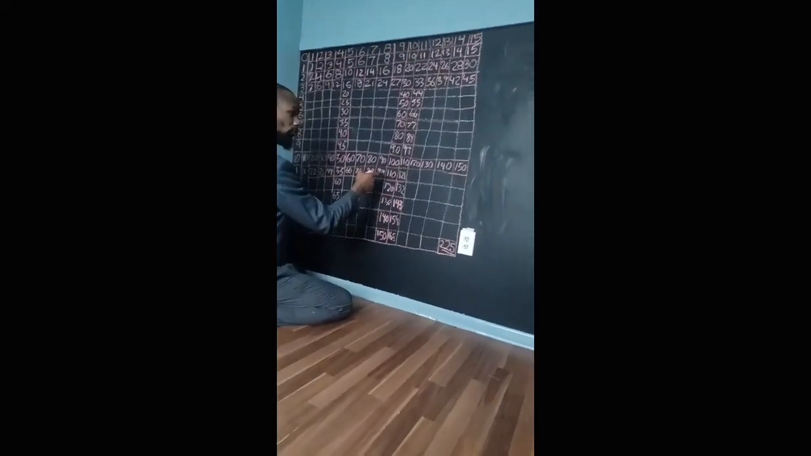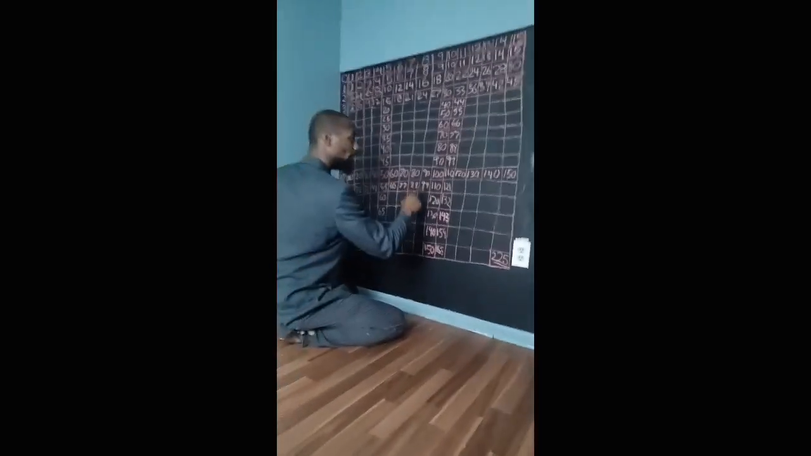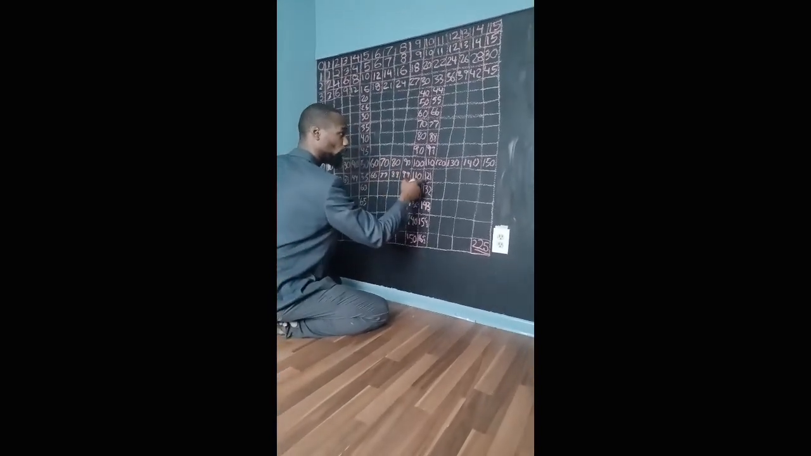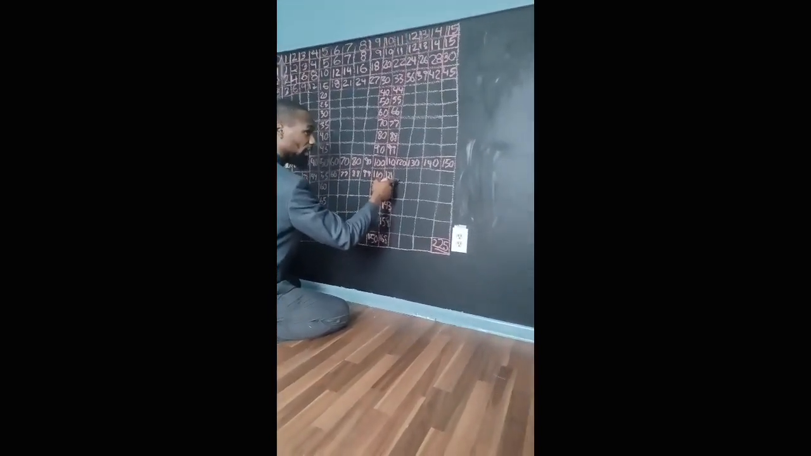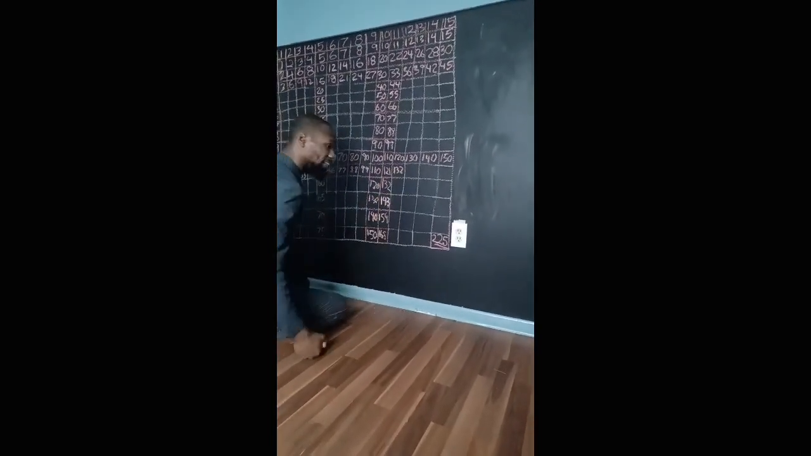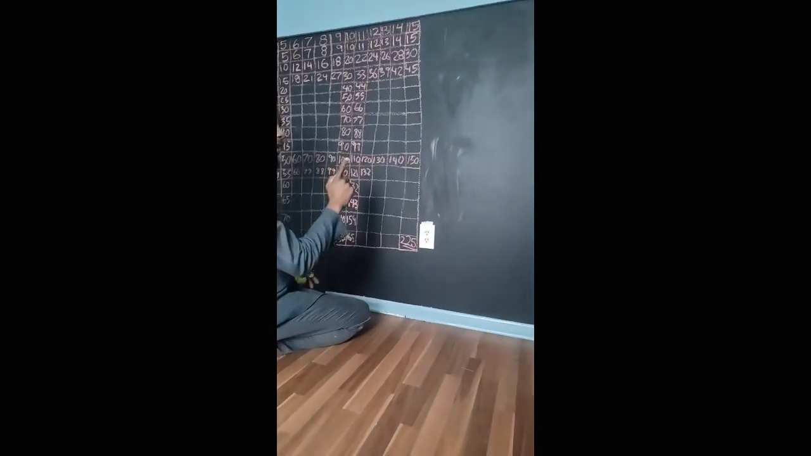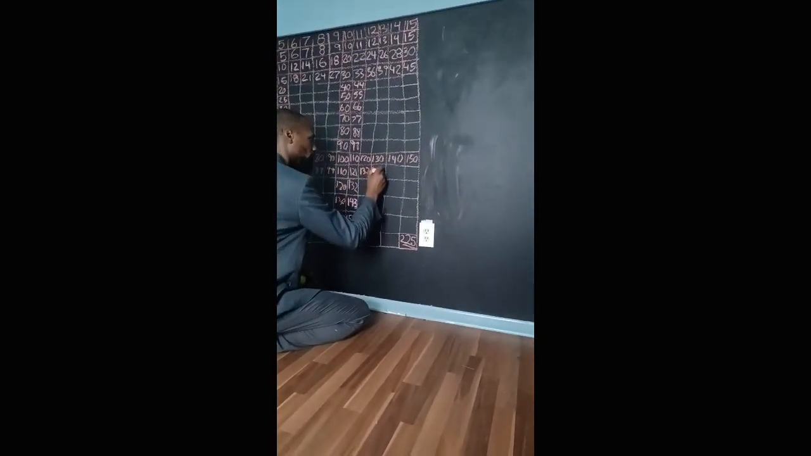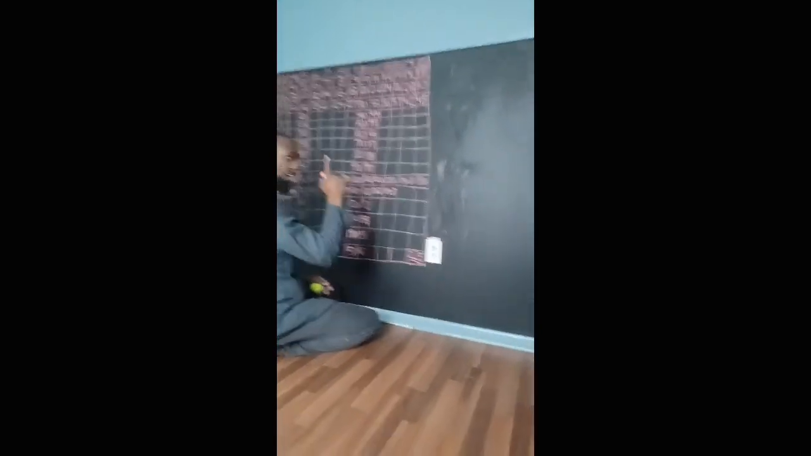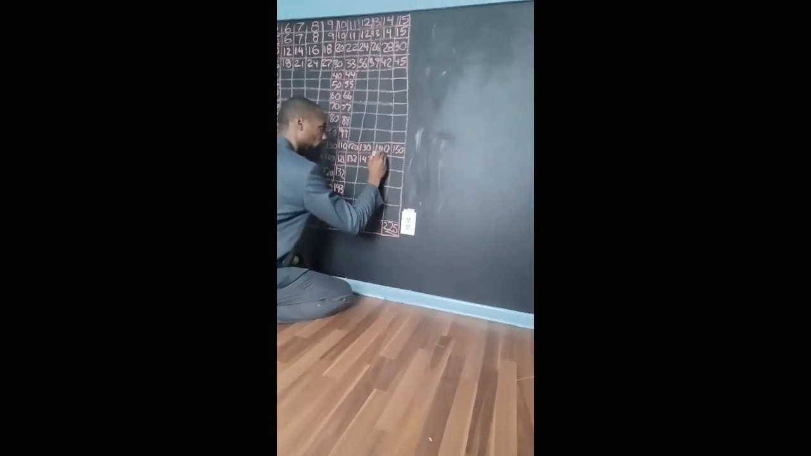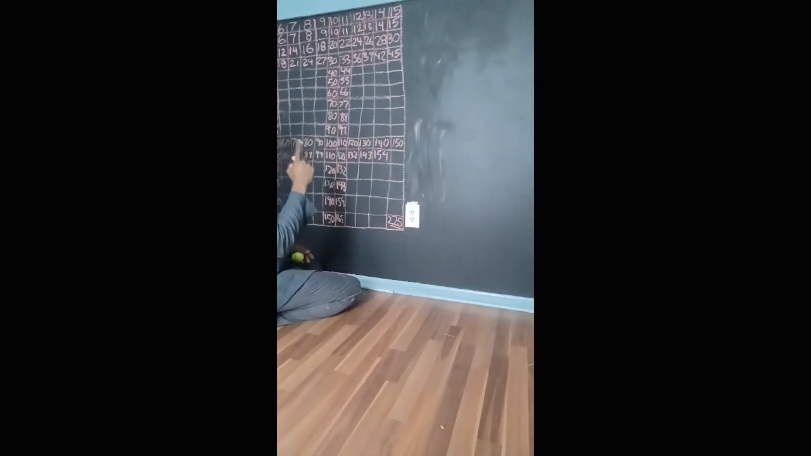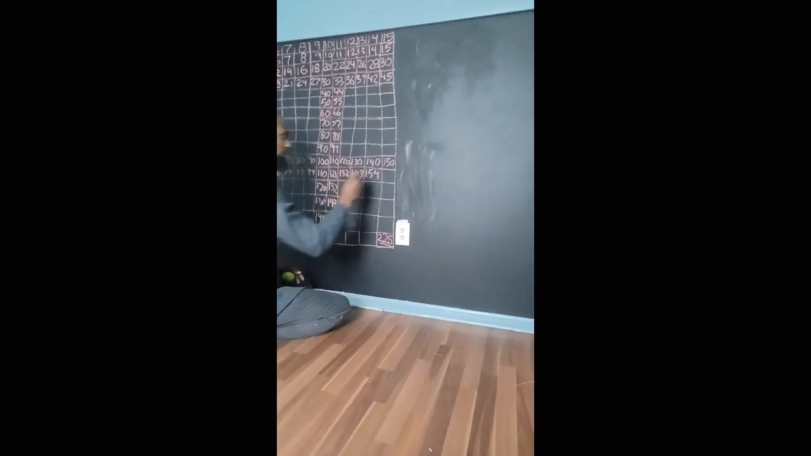110, not 111, 110. Then add 10, 120, then add the 1 to make 11, 121. Add 10, make 130, then add the 1, 132. Add 10, 140, then add the 1, 143. Add 10, 150, then add the 1, 154. Add 10, 160. What's the 1? 165.